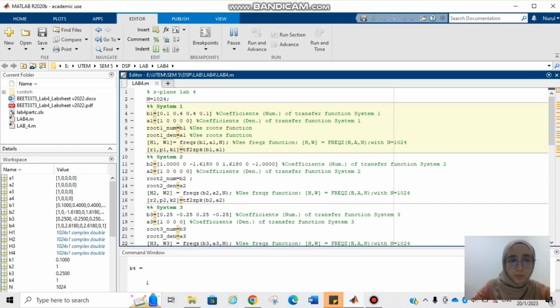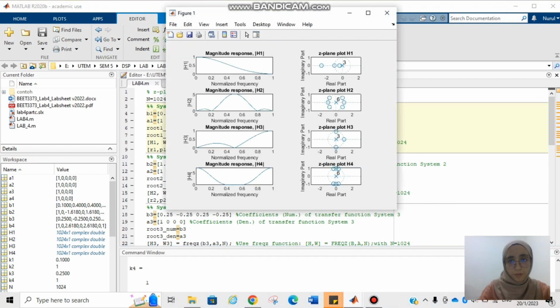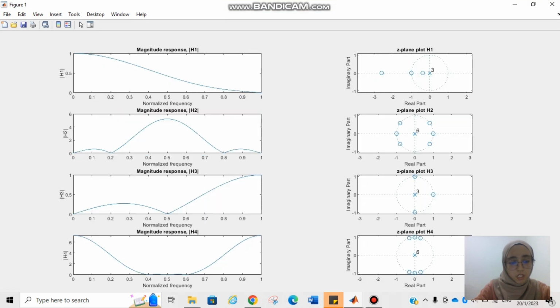The output that we get from the coding has two parts, which are the magnitude response and the Z-plane plot. The magnitude response is the response of a filter that measures its output level at different frequencies, represented in dB and determined by its transfer function.